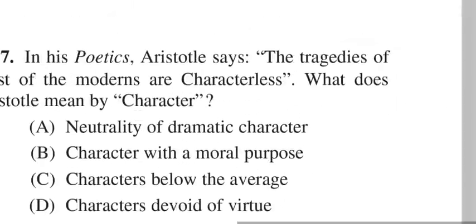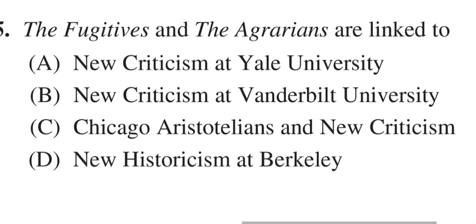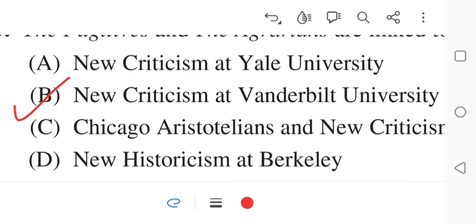Next question is 25. It says, the Fugitives and the Agrarians, they are linked to what? New criticism at Yale University, new criticism at Vanderbilt University, Chicago Aristotelians and new criticism, new historicism at Berkeley. The Fugitives and the Agrarians, they are linked to what? Correct answer will be new criticism at Vanderbilt University. Vanderbilt.